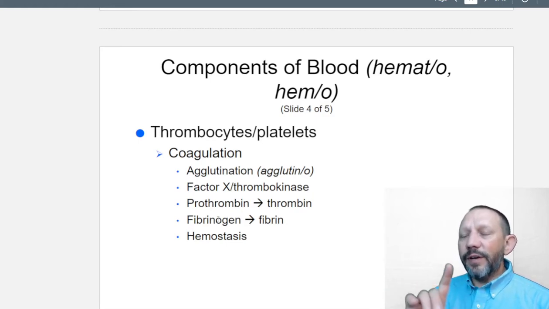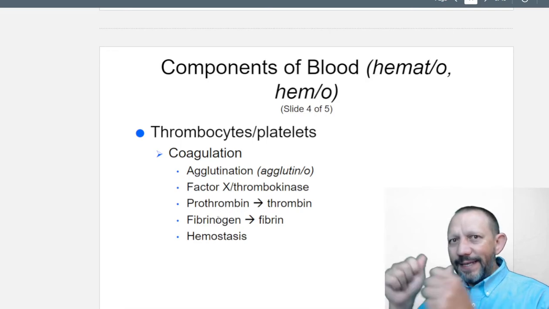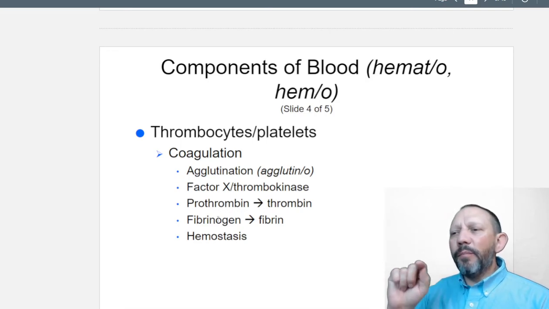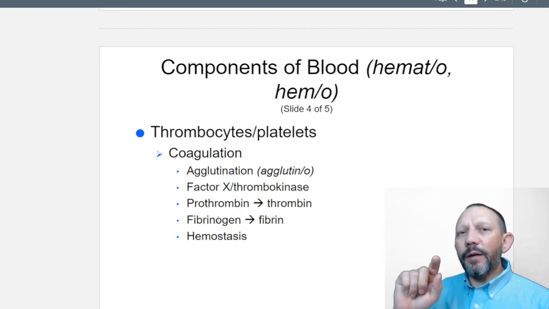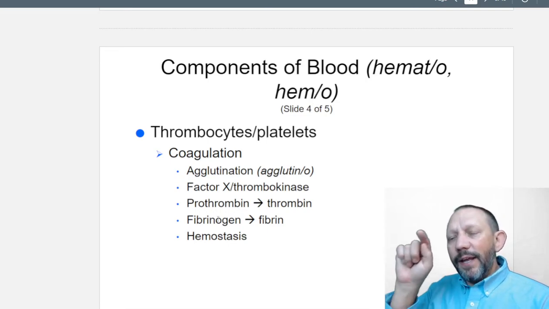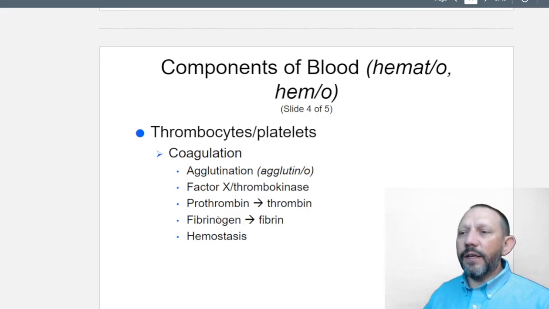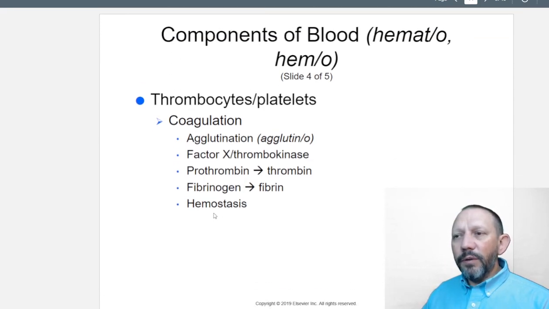Here's another interesting thing about the word fibrin. Fibrin means fibers, like little lacy stuff, like a net. Fibrinogen is a chemical that helps you make fibrin. Gen is the key part of that. It means to generate, like genesis, the beginning of things. And then hemostasis means the blood stops.